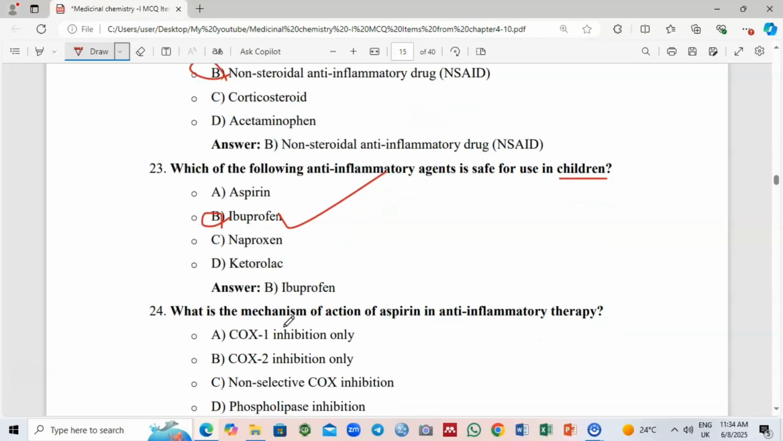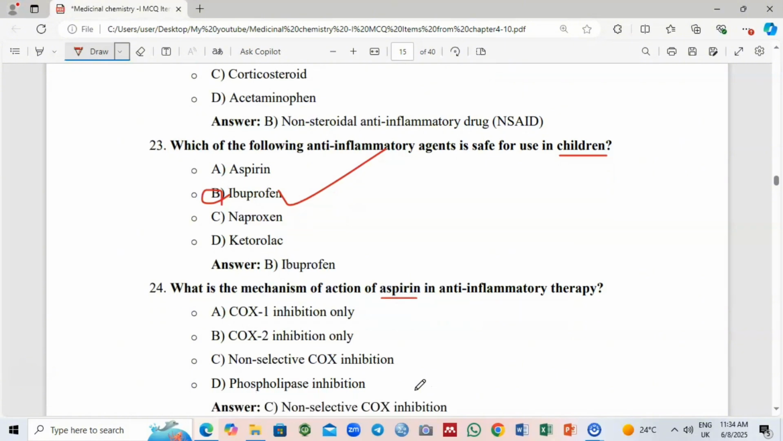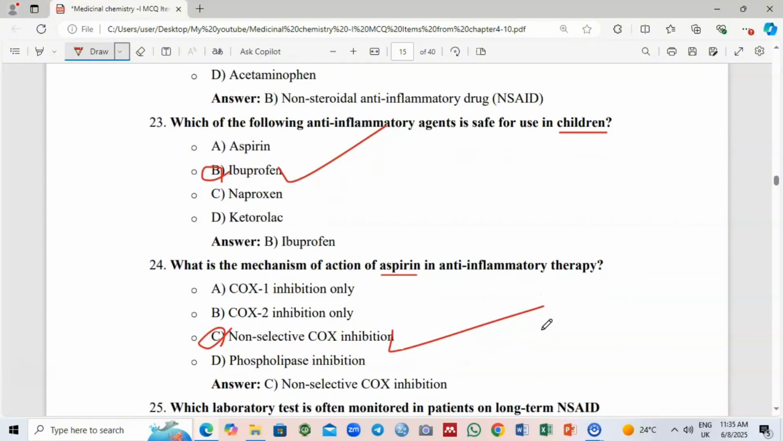What is the mechanism of action of aspirin in anti-inflammatory therapy? A, COX-1 inhibition only. B, COX-2 inhibition only. C, non-selective COX inhibition. D, phospholipase inhibition. So as you know, aspirin is a non-selective cyclooxygenase inhibitor, even if it can be classified under COX-1 inhibitors.